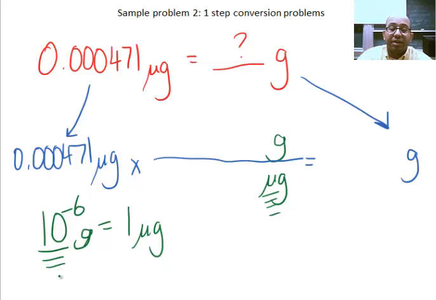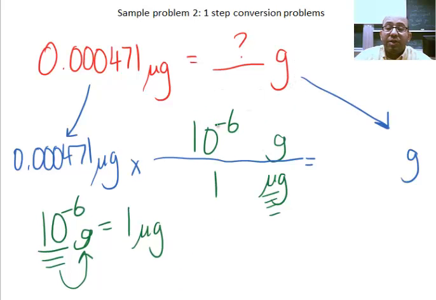Notice that the number 10 to the negative 6 always goes next to the base unit. So you put 10 to the negative 6 next to the base unit and 1 next to the microgram. And this is always true for the prefixes. So if you follow that pattern, you'll never get it wrong. So we're multiplying by 10 to the negative 6 because it's on the top of the fraction. And when you multiply by 10 to the negative 6, you're moving it to the left 6 times.